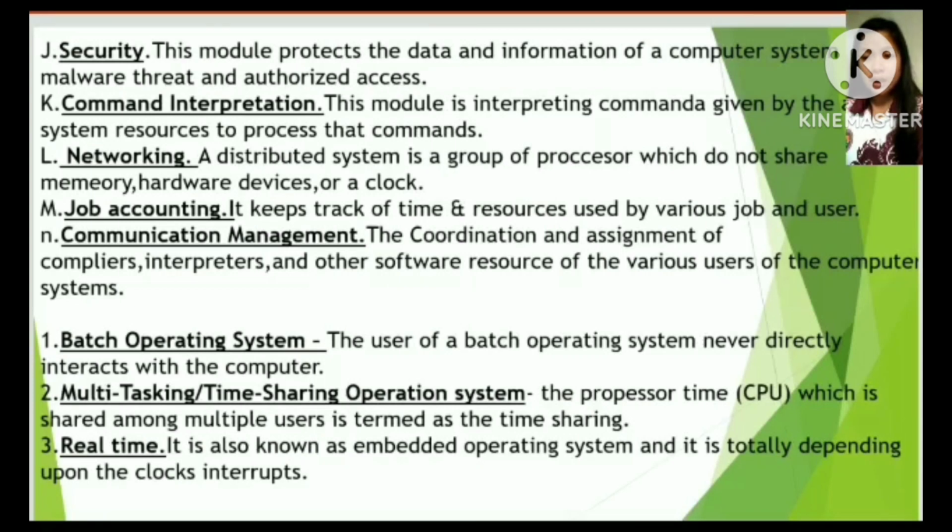Real time, it is also known as embedded operating system, and it is totally dependent upon the clock interrupts. In a real-time operating system, the time interval to process and respond to inputs is very small. Examples: military software system, space software system.